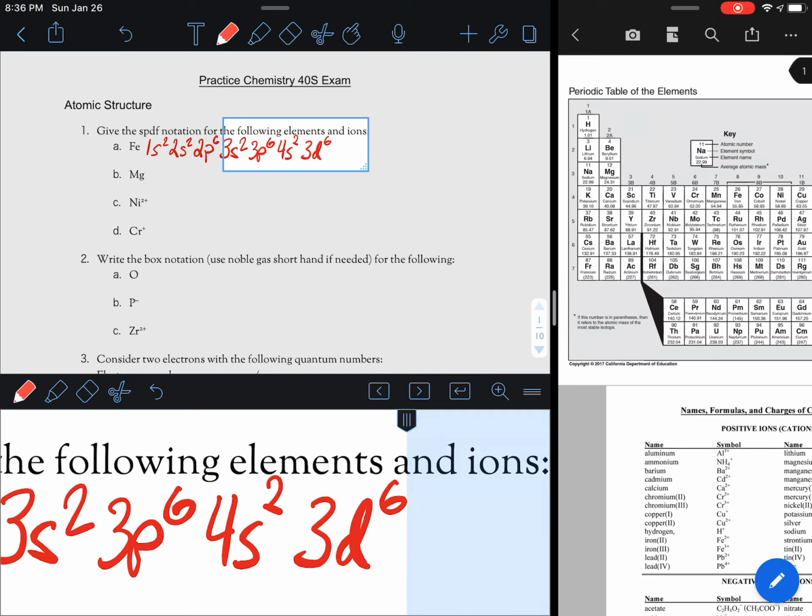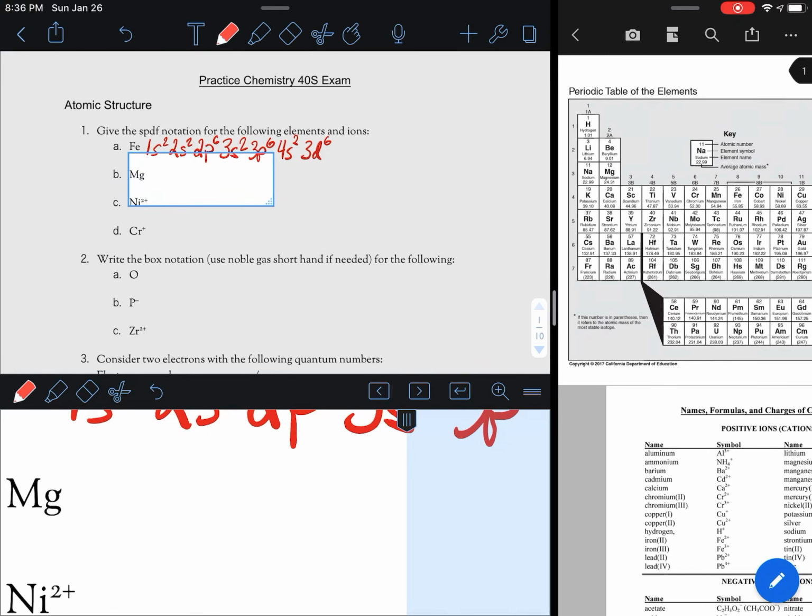I'm going to think about that. Am I close to half the d orbital? Do I have 4 d electrons? If I had 4 d electrons, I might consider borrowing from the 4s orbital. But I do not have 4 d electrons. I have 6 d electrons. That's an even number, and that's a pretty stable set of electrons.